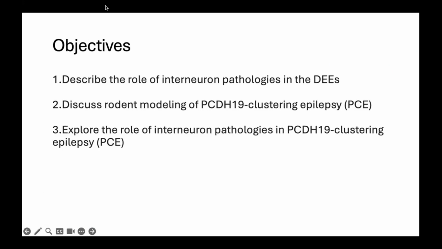So a couple objectives for today. I'm going to talk a little bit about the role of interneuron pathologies in the DEEs in general. And then I'm going to talk more about our specific rodent modeling of PCDH19 clustering epilepsy, some of which you've already heard from Dr. Umemori, so he set me up nicely, so thanks for that. And then we'll explore the role of interneuron pathologies in PCDH19 clustering epilepsy. Or I actually like Hisashi's PCDH19 related disorders because, as he mentioned, not every patient has epilepsy. So maybe we need to recoin a new term, even though we just came up with this one a few years ago.